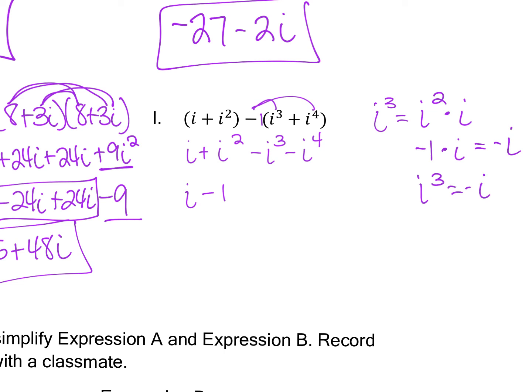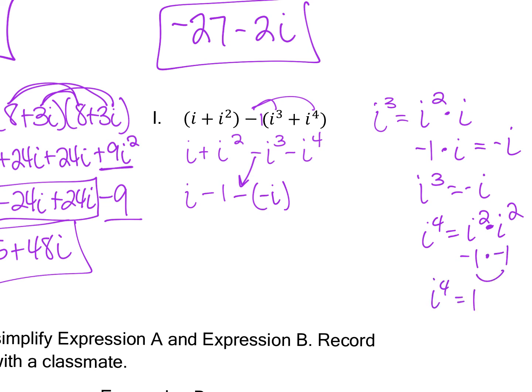So I'm going to plug that in. So I'm bringing down my subtraction sign. i cubed is negative i. And then we need to see i to the 4th. Remember, i to the 4th is the same thing as i squared times i squared. And we already know i squared is negative 1. So i to the 4th is positive 1. So we bring your subtraction sign down. We know that's positive 1 for i to the 4th.